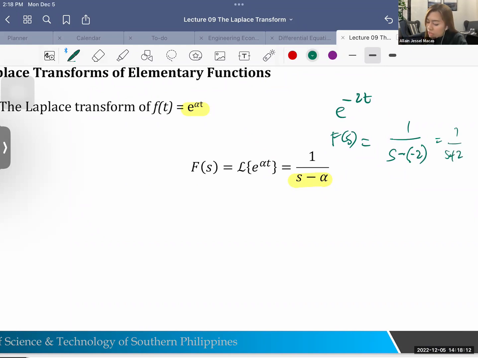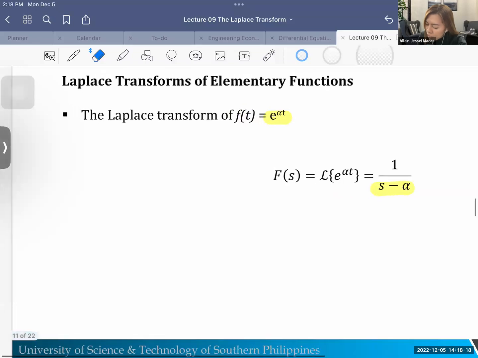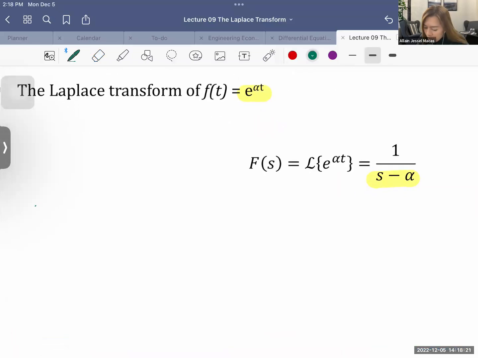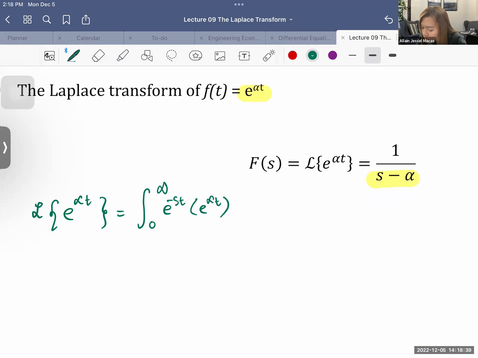Okay, so let us prove this, class. Actually, it takes 4 steps to prove it. So we have directly the Laplace transform of e to the alpha t, which is the integral from 0 to infinity of e to the negative st, multiplied by e to the alpha t, dt. Before we integrate, what will happen? Integration by parts, ma'am.